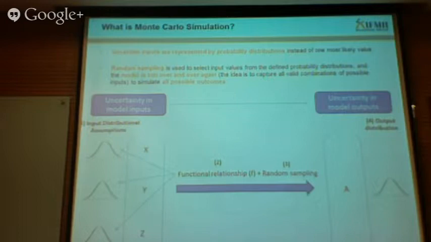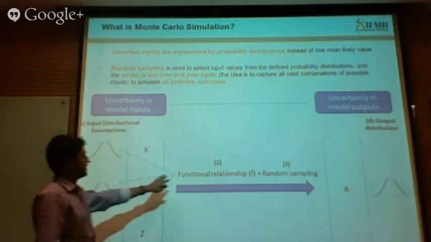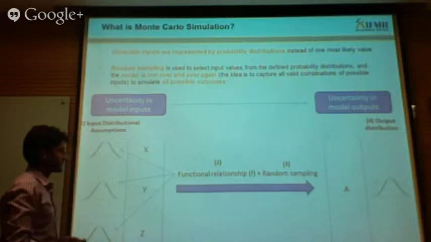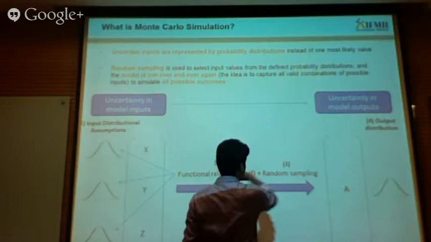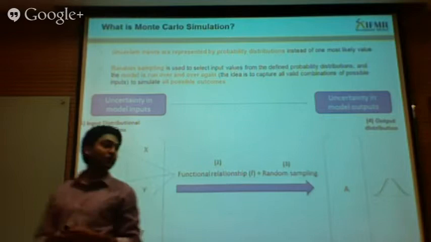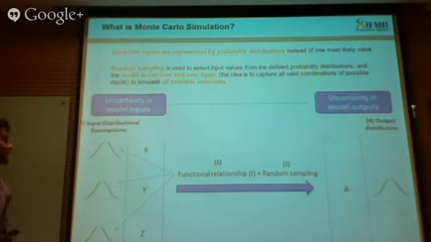So once you have your input distributions, you define a functional relationship. You use random sampling to pick different values from these distributions, and you get A. Because you're using multiple inputs, you'll get a lot of values of output. Again, you can make a histogram of those outputs, and that will be your distribution, and then you can use different statistical analysis like a confidence interval and other things. So what this technique really does is take uncertainty in model inputs and transpose it to uncertainty in your model outputs.